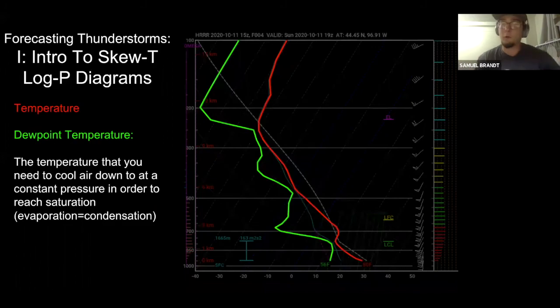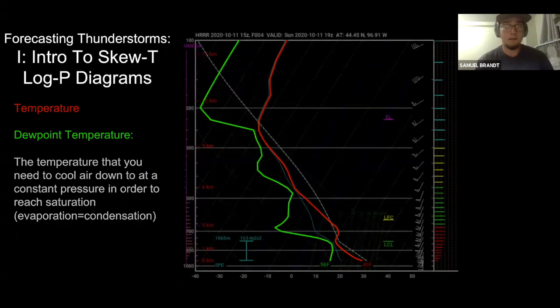Next up, the two main things that get plotted on these diagrams are your line of temperature with height, that's in the red here, and your line of dew point temperature with height. And all that dew point is, in case you're unfamiliar with it, it's the temperature that you need to cool air down to at a constant pressure in order to saturate it. More technically, it means that the rate of evaporation equals condensation. That's when you start to form clouds.